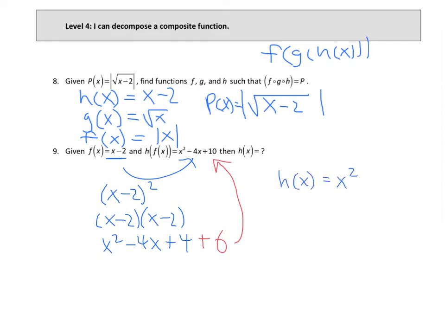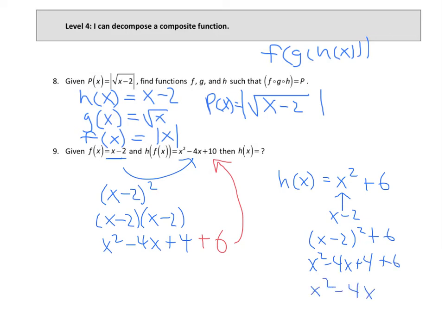x squared plus 6. And then when you plug f of x into that, so if we replace x with x minus 2, we get x minus 2 squared plus 6, which is x squared minus 4x plus 4 plus 6, or x squared minus 4x plus 10. So h of x is x squared plus 6.